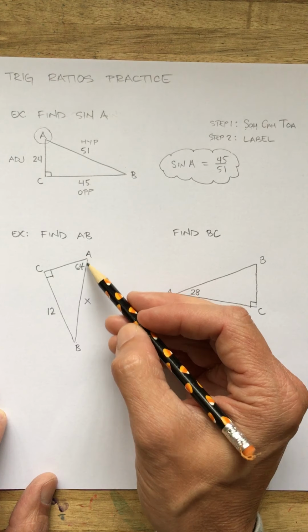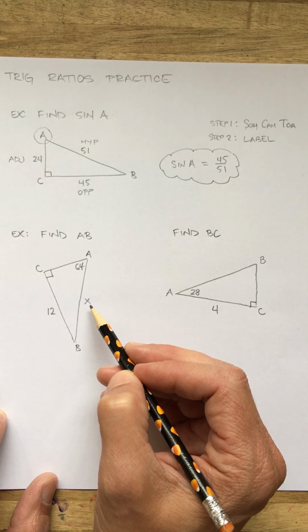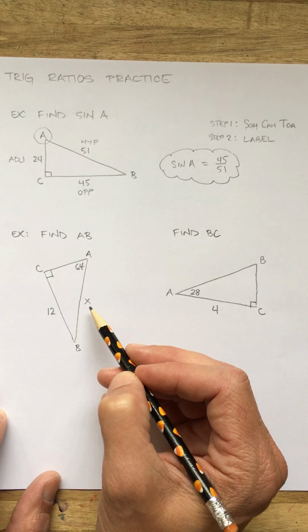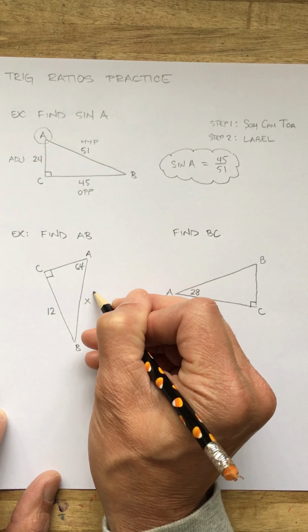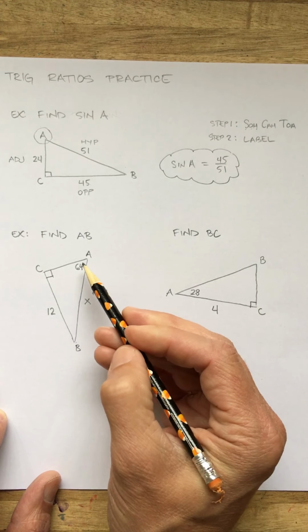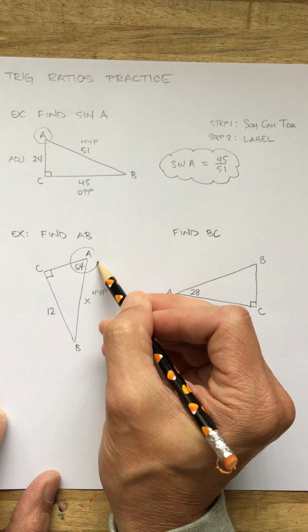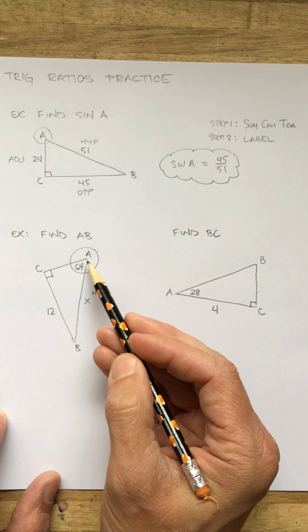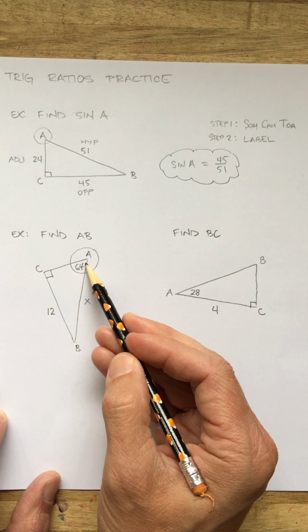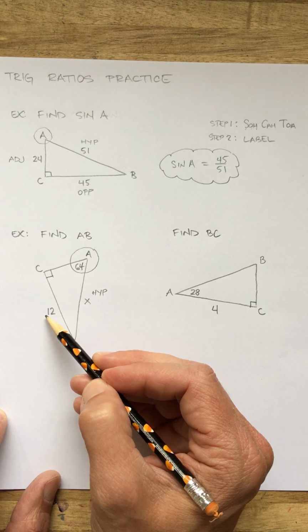We always know that this side, which is across from the right angle, is always called the what? Okay, it's called the hypotenuse, so I'll label this guy hypotenuse. Okay. They gave me this angle 64. Okay, they gave me the angle 64. So now I know I'm going to be working with this angle. So based on this angle, what would this side all the way across from it be called?